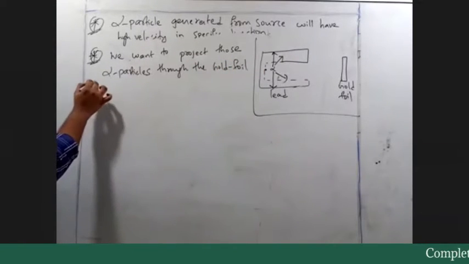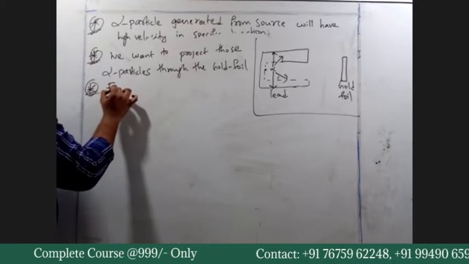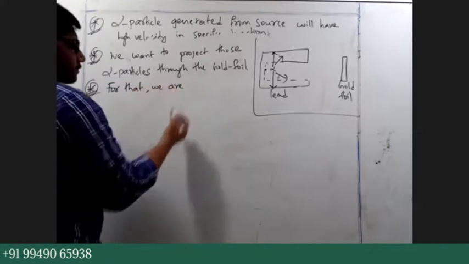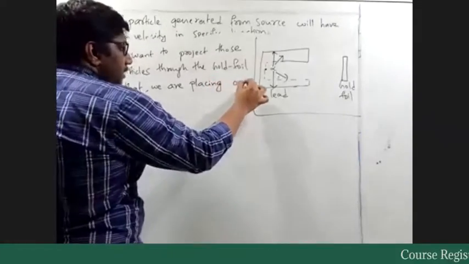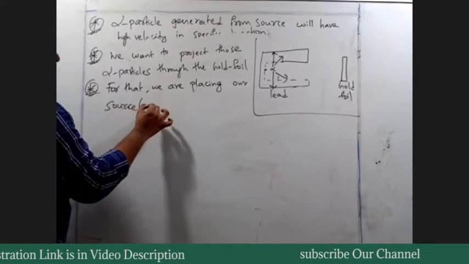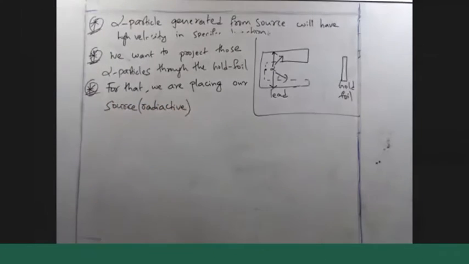So we want to restrict the direction of the alpha particle. For that we are placing our source in the lead. The source is a radioactive material.